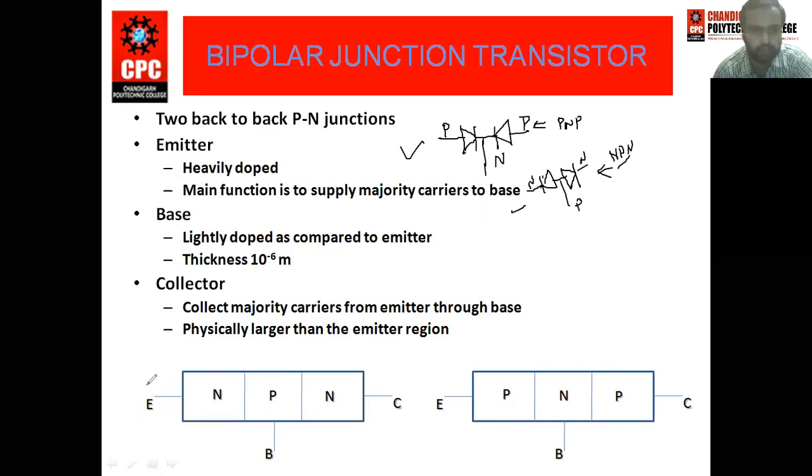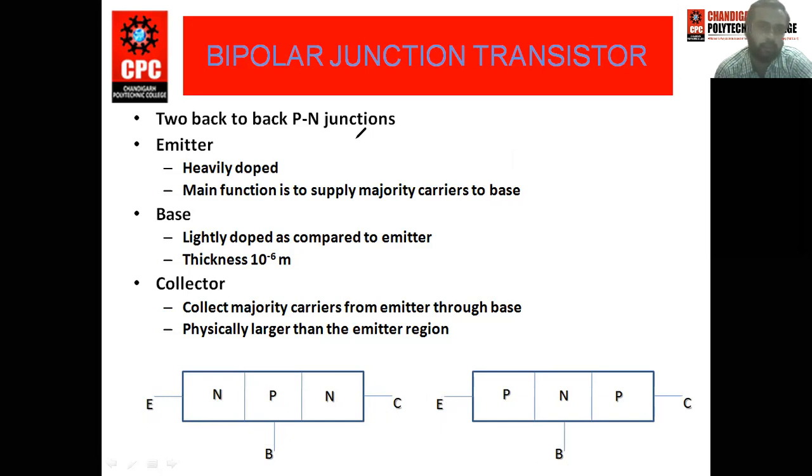As shown in the figure, there are three terminals named emitter, base, and collector. The same is in PNP: emitter, base, and collector. As we already know, in p-type semiconductor the majority carriers are holes and the minority are electrons. In n-type semiconductor, the majority are electrons and the minority are holes.